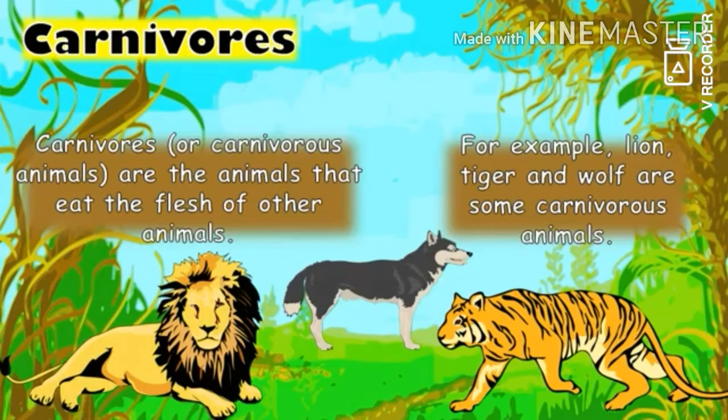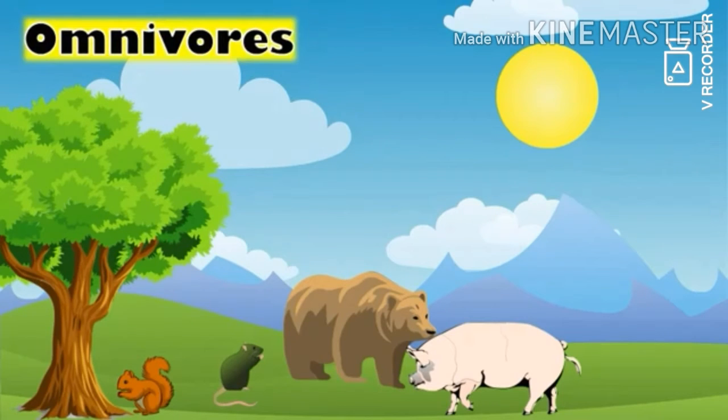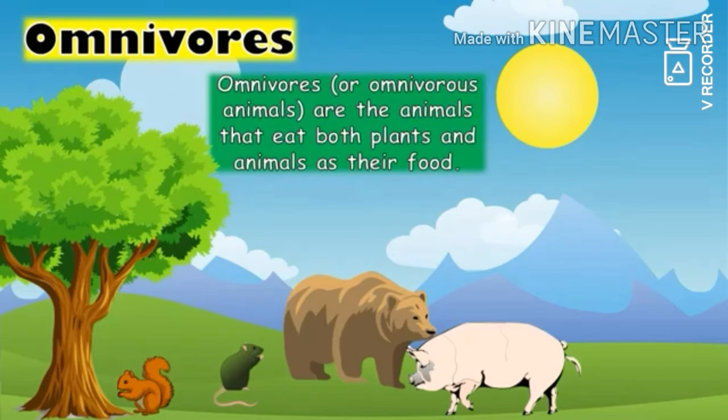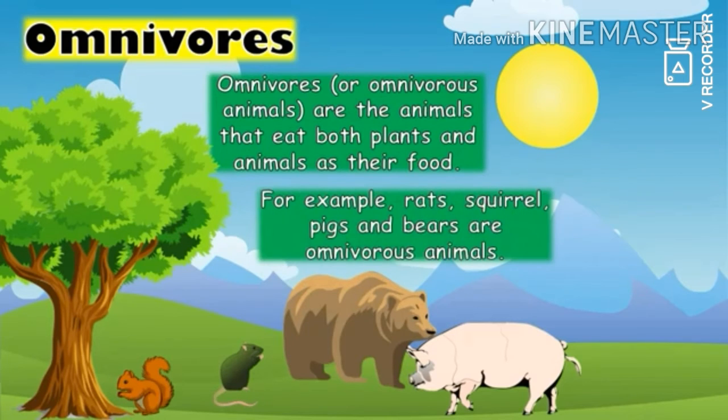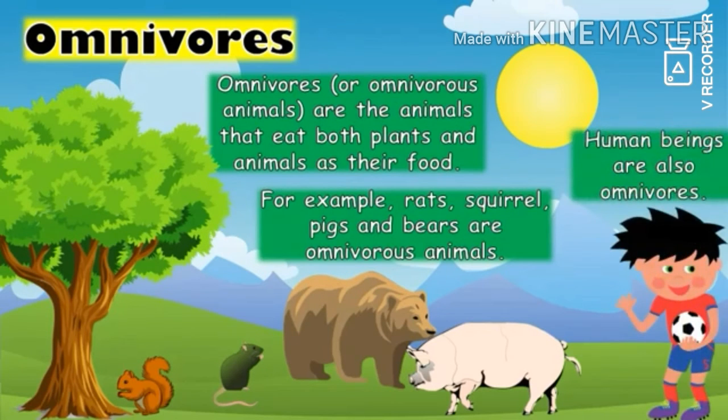The next is omnivores. Omnivores are the animals that eat both plants and animals as their food. They can eat both plants and animals. They are called omnivores. For example, rats, squirrels, pigs, and bears are omnivore animals. I also tell you that human beings are also an example of omnivores.